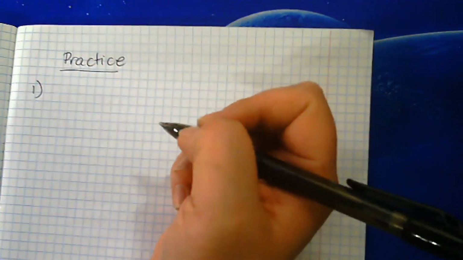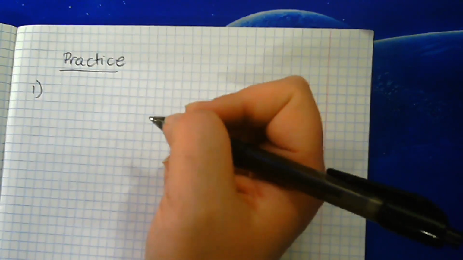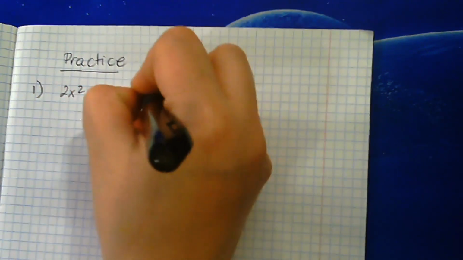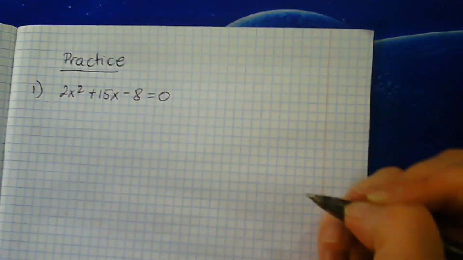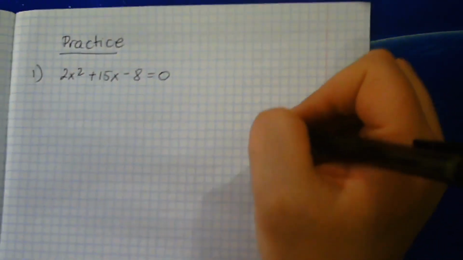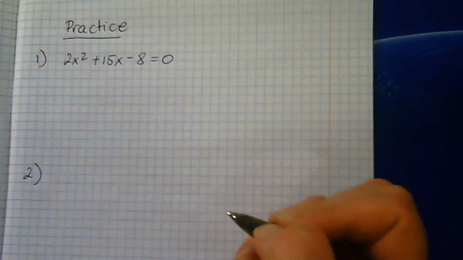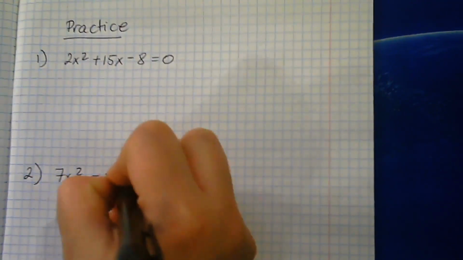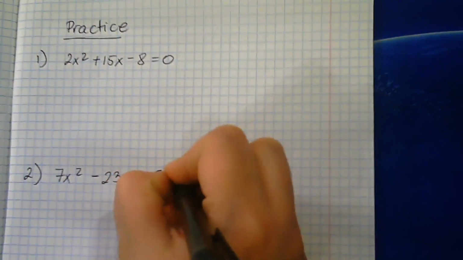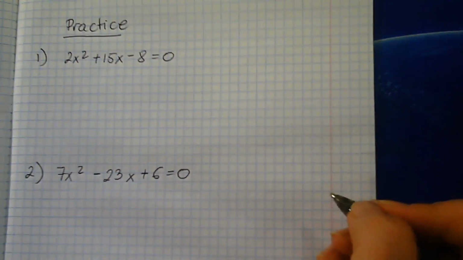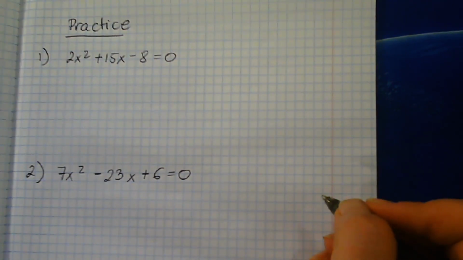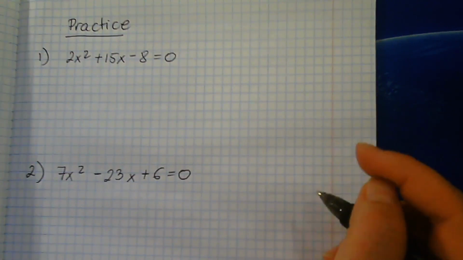Practice problem number 1. Okay, let's do this one. 2x squared plus 15x minus 8 equals 0. Okay, and the second problem will be, well, let's do this one. 7x squared minus 23x plus 6 equals 0. Stop the video, try to solve it, go back if you need to, and after you solve it, please check the answers.